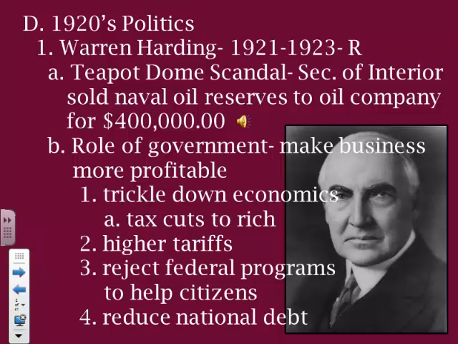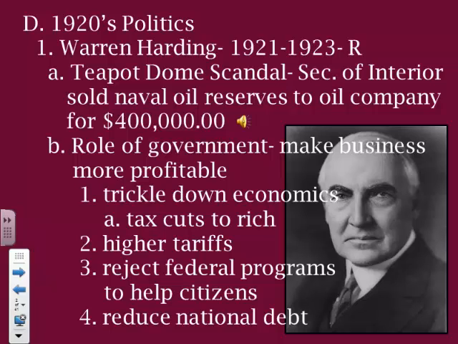Remember, scandals that had occurred in the late 1800s had split the Republican Party. And here the Secretary of the Interior accepted some bribes in the Teapot Dome scandal, in which he sold reserves that were supposed to be set aside for the United States Navy to an oil company, an American oil company.